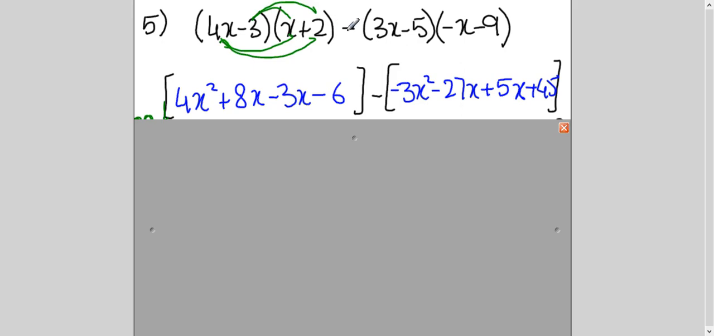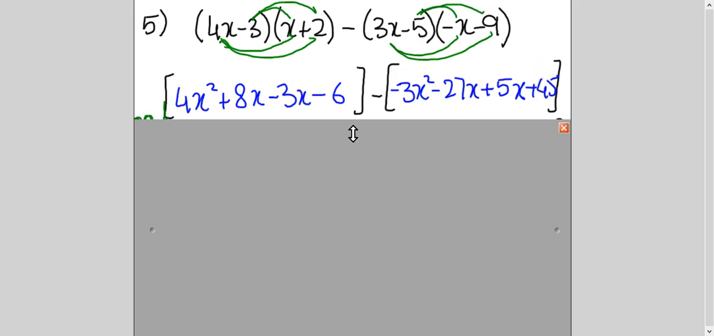Now, be careful. This minus sign is here. I have put a bracket here, right? So right now this minus is not playing any role. I will assume this is not here. I'm simply multiplying this. So 3x multiplied by minus x is minus 3x squared. 3x multiplied by minus 9 is minus 27 because 3 9s are 27. Minus 5 multiplied by minus x is plus 5x because minus multiplied by minus is plus. Then minus 5 multiplied by minus 9 is plus 45.